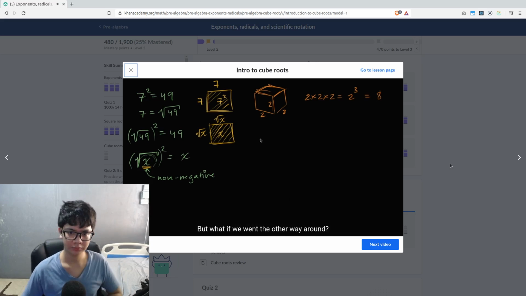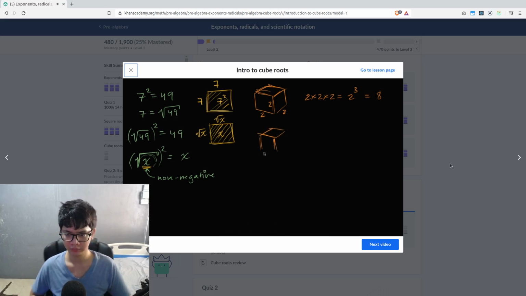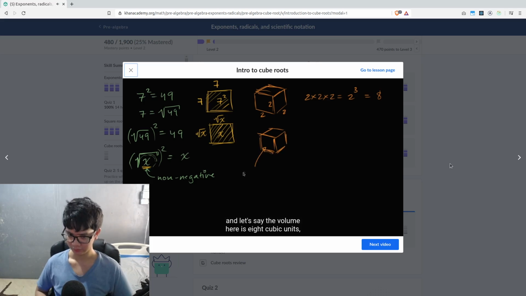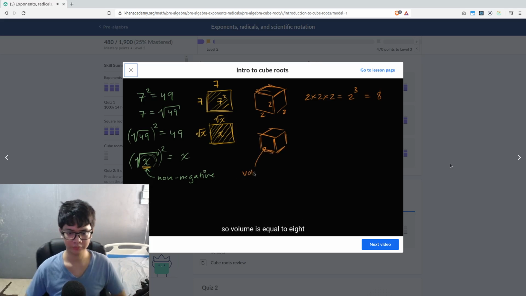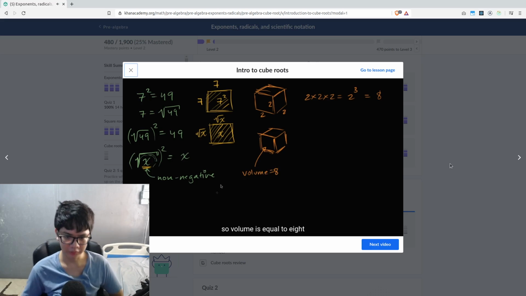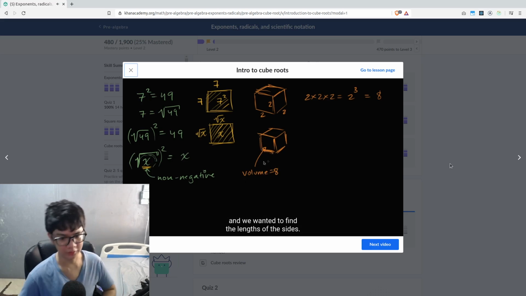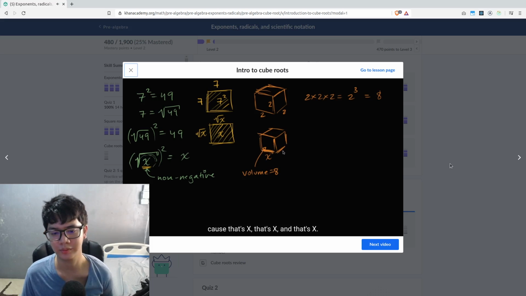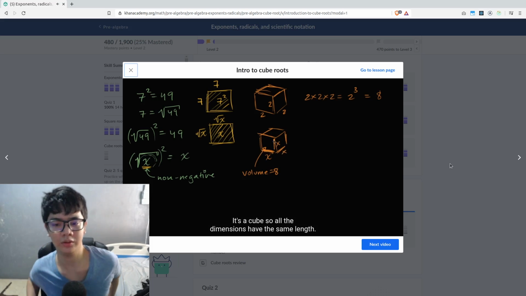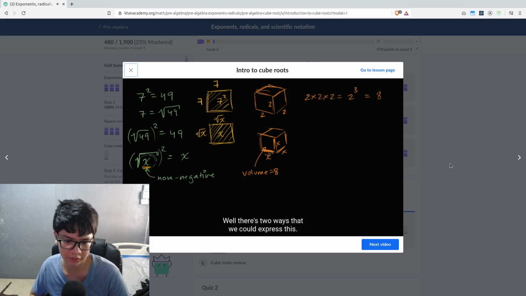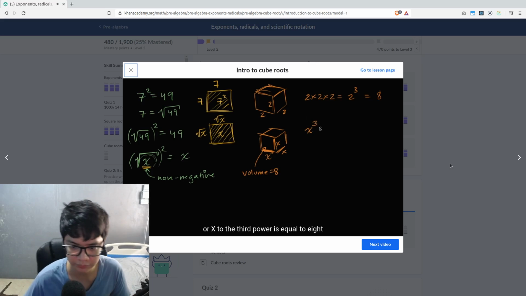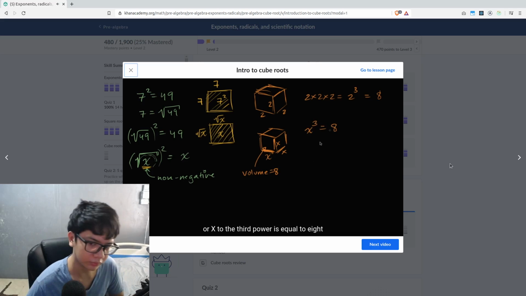But what if we went the other way around? What if we started with the cube's volume, and let's say the volume here is 8 cubic units. So volume is equal to 8, and we wanted to find the lengths of the sides. So we wanted to figure out what x is, because that's x, and that's x. It's a cube, so all its dimensions have the same length. Well, there's two ways that we could express this. We could say that x times x times x, or x to the third power, is equal to 8.